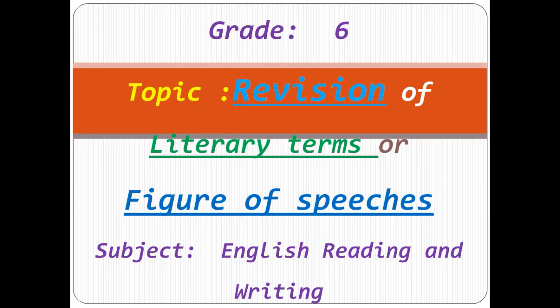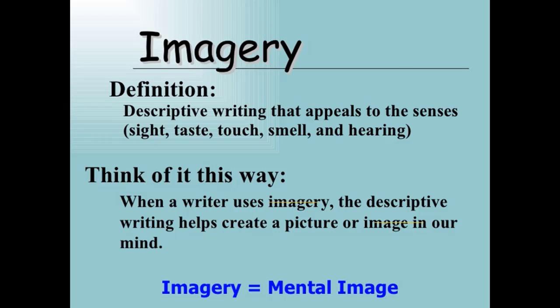And in today's revision class, we will continue the same topic, literary terms or figures of speech. So today we will start from imagery. Imagery means descriptive writing that appeals to the senses. That is the definition, and the senses are sight, taste, touch, smell and hearing, these five senses. So the writer will use kinds of words which appeal to these senses.